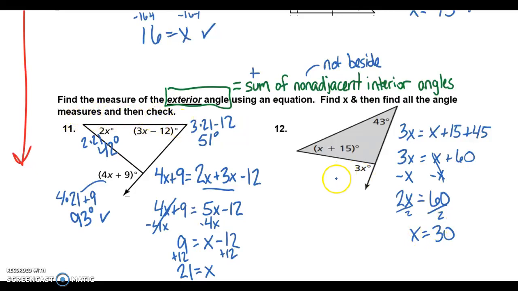So x equals 30. So here we do 3 times 30. So this angle is 90. That one's 43, we already know it, and this angle is now 30 plus 15, which is 45.